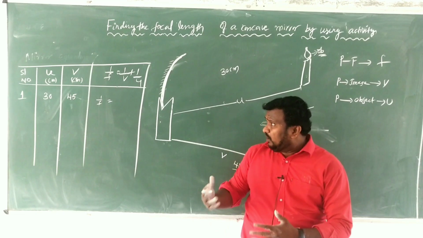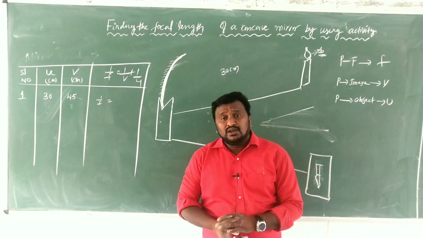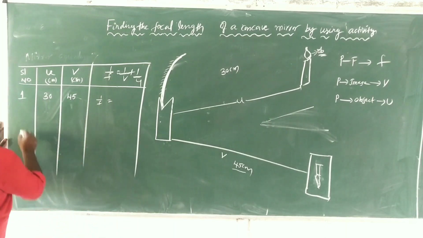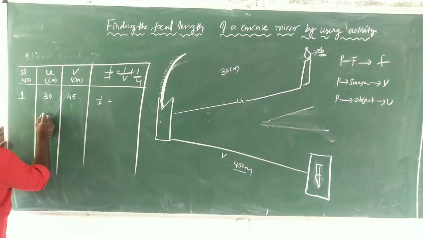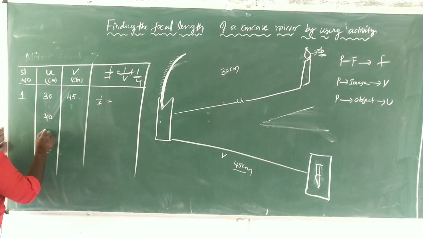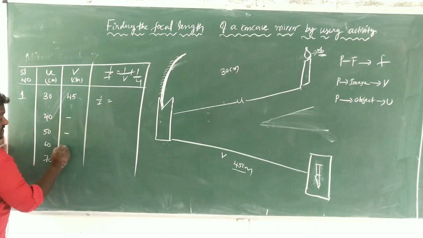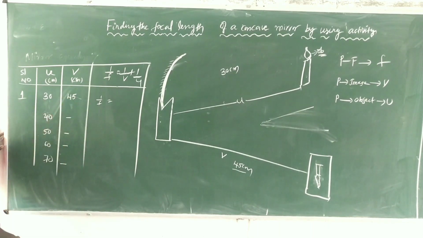Now we have to repeat the same procedure. We have to change the U value here. First we are taking 30. Now we can go for 40, and after that you go for 50, you go for 60, next 70. By changing the U values, you have to find out the corresponding V values.